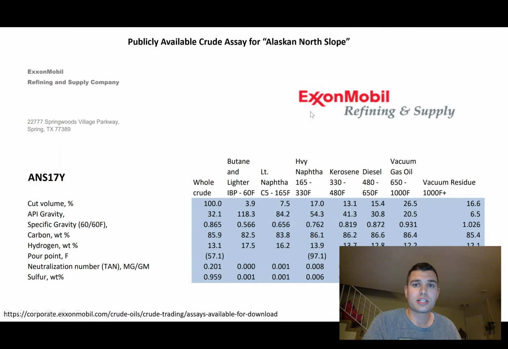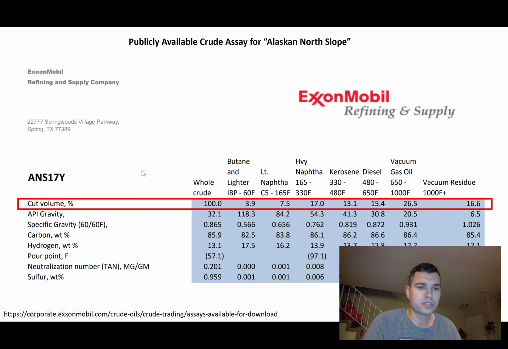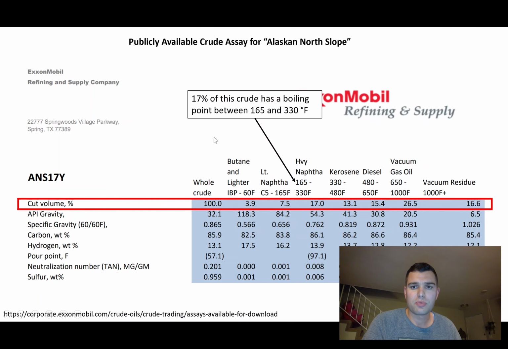This is an assay that's publicly available. This one is produced by ExxonMobil, and it's for Alaska North Slope. There are a couple of different properties that you're looking at. The only one I want to focus on right now is the cut volume percent right there on the first line, and specifically, we'll just look at one number. This 17 right here is 17%, and above it, you see heavy naphtha.